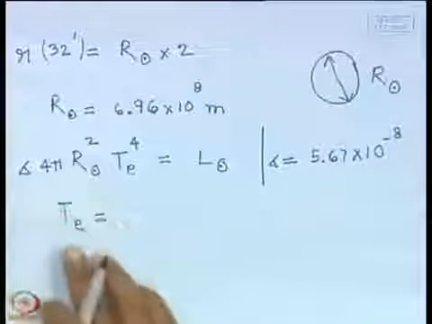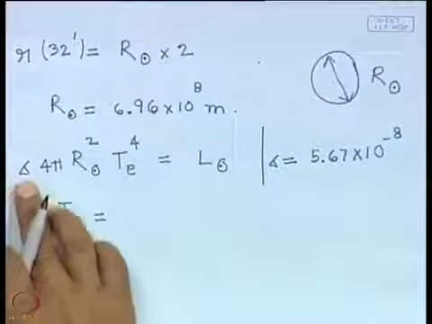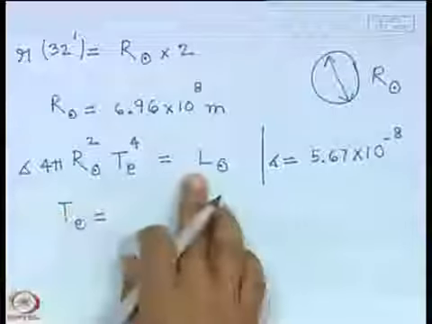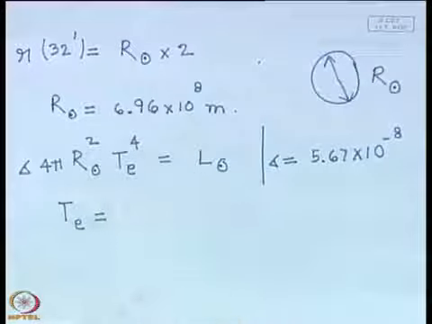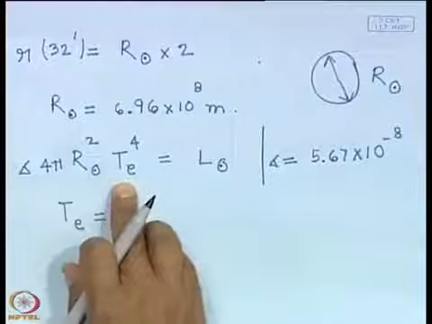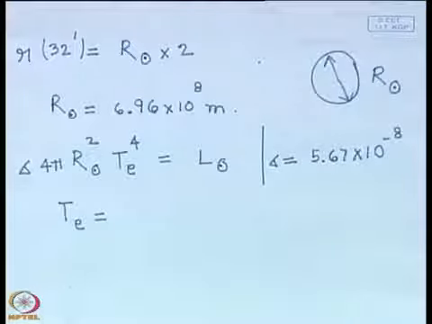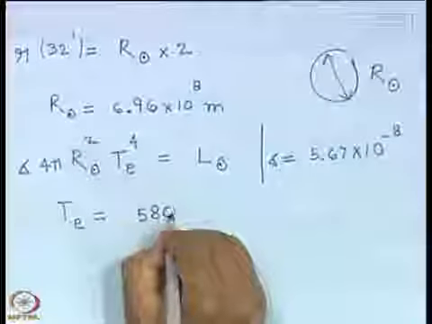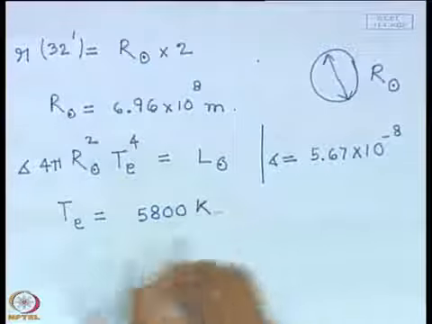So, using this, if you put in these values, we have told you what sigma is, you know what the radius of the sun is, and you know what the luminosity of the sun is. You put in these values and you can determine the effective temperature of the sun, which comes out to be around 5800 Kelvin.